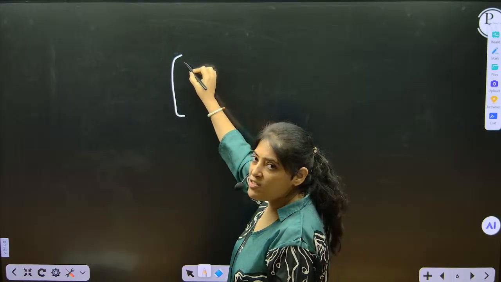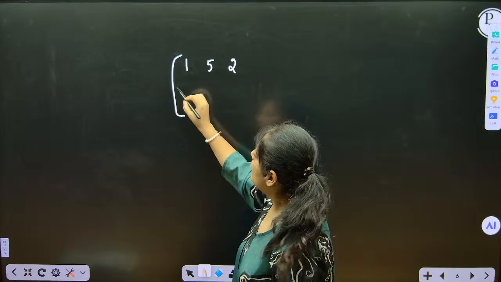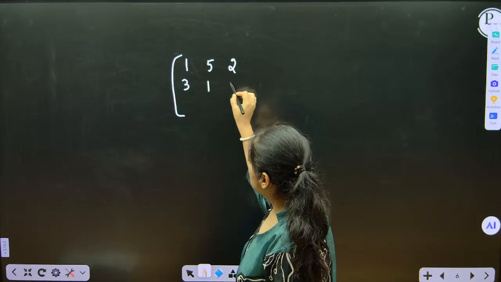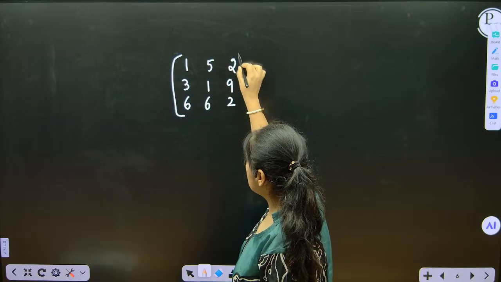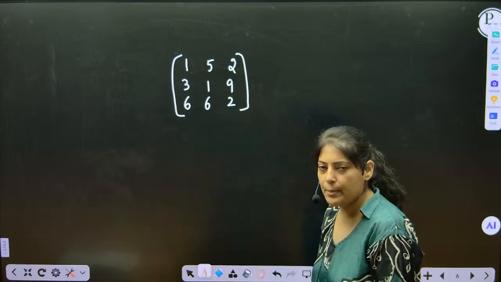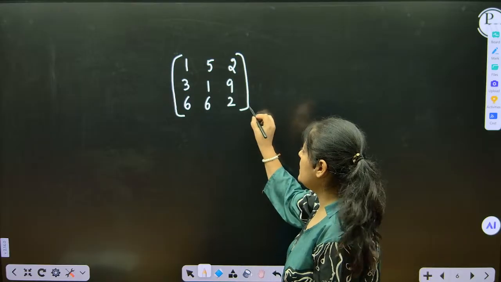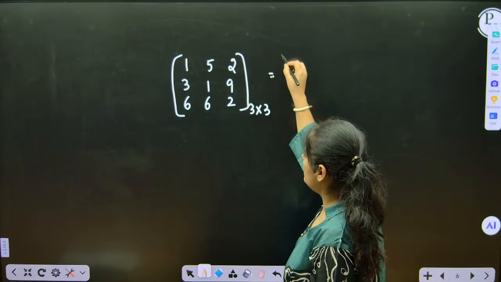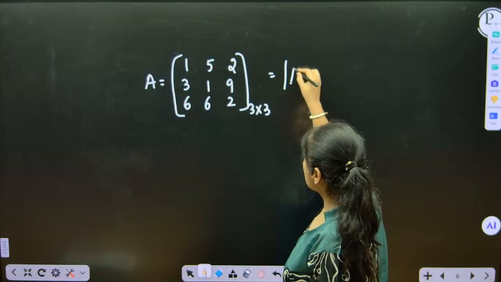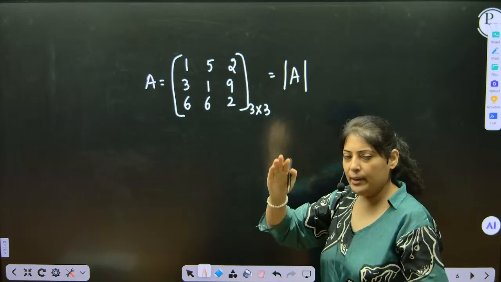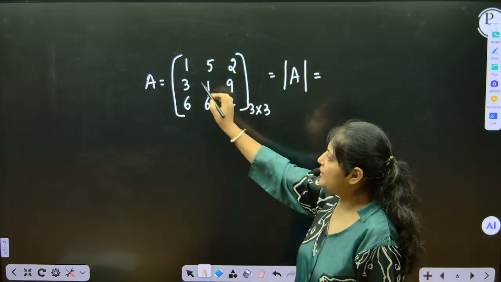Suppose now I'm giving you a 3 cross 3 matrix: 1, 5, 2, 3, 1, 9, 6, 6, 2. Random numbers are taken. Now, if we have to find its determinant, suppose this is A, we will ask for the determinant of A. Determinant means two vertical lines. This is the representation. Now how will we find it?